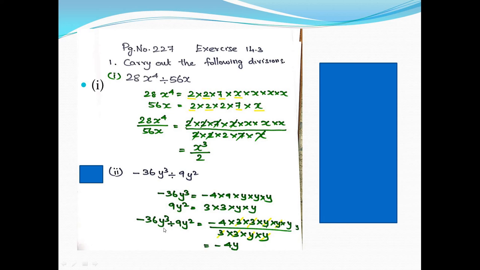The next step: minus 36y cube divided by 9y square can be written as minus 4 multiplied by 3 multiplied by 3 multiplied by y multiplied by y multiplied by y, divided by 3 multiplied by 3 multiplied by y multiplied by y. Now you can strike off 3 with the 3, and again another 3 with the 3, and you can strike off this y and another y. The remaining factor is minus 4y. This will be the solution for the second one.